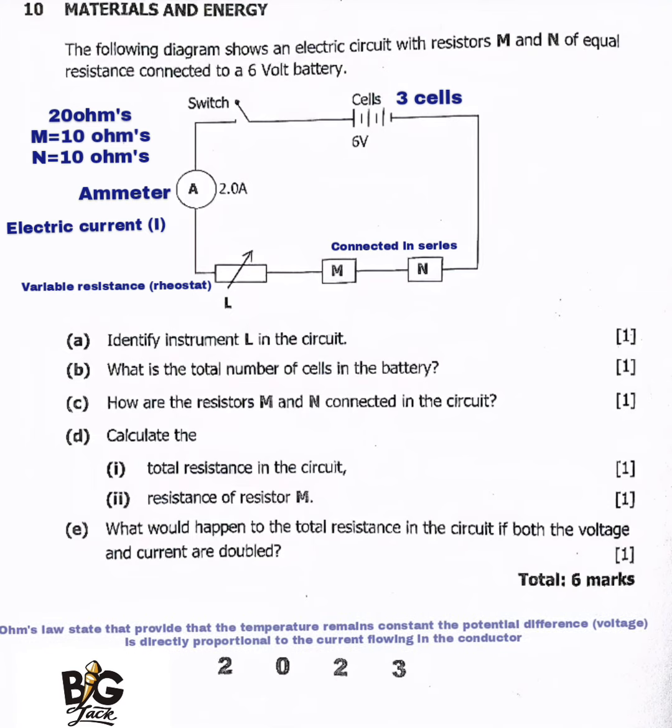Ohm's law states that provided that the temperature remains constant, the potential difference or the voltage is directly proportional to the current. When you say the temperature remains constant, it means the temperature is not going to change. So provided that the temperature remains constant, the potential difference, also known as the voltage, is directly proportional to the current.